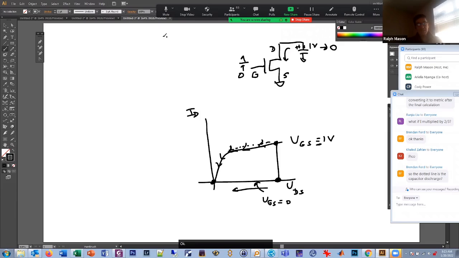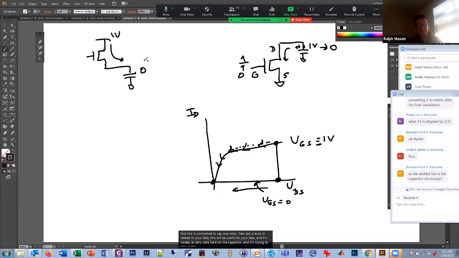Okay, let's look at a second scenario. Let's say I have this NMOS, and now I have a capacitor connected here, and this is connected to, say, 1 volt. This is kind of related to your labs. This will be useful for your labs. I'm initially at 0 volts on the capacitor, and I'm trying to charge this up to 1 volt.